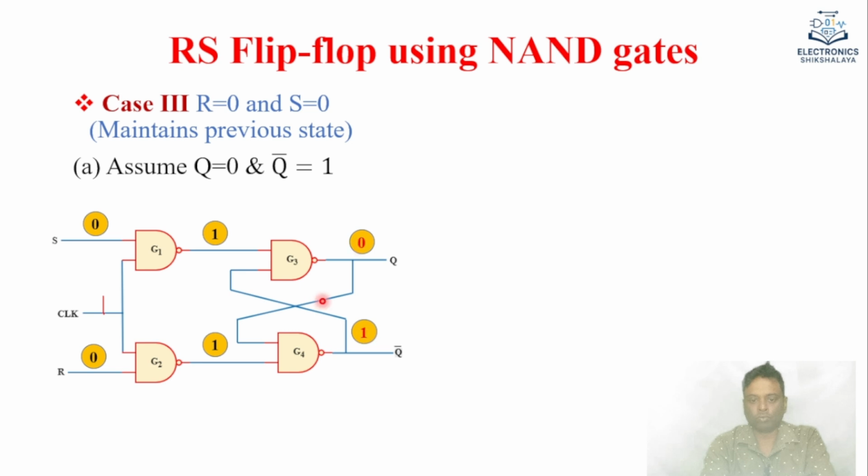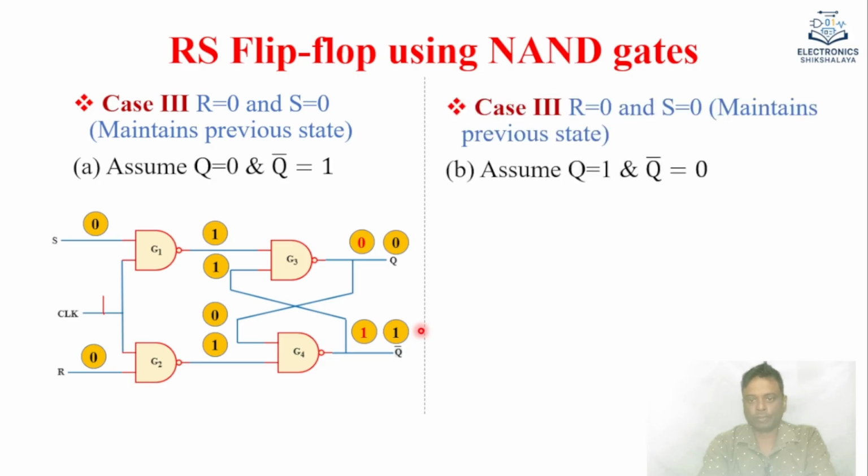Then this Q is connected to one of the inputs of G4 and Q bar is connected to one of the inputs of G3. So G3 receives the input as 1 and 1. What will the output be? Output equal to 0. Similarly, G4 has the input 0 and 1. So what will be the output? The output equal to 1. So we are getting the same thing that we have assumed. So let us check our second assumption.